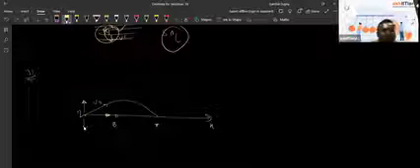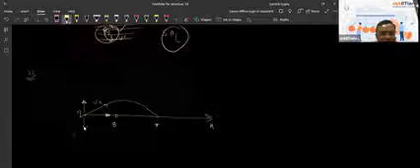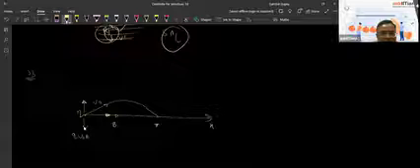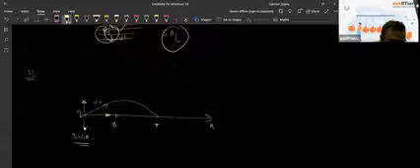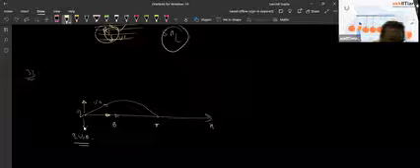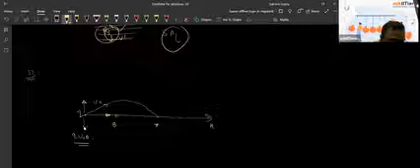Minimum value of B is equal to V naught. On the force, what is the value of force? Q V naught into B. Okay, and it strikes the target on the x-axis for a minimum value of B naught.